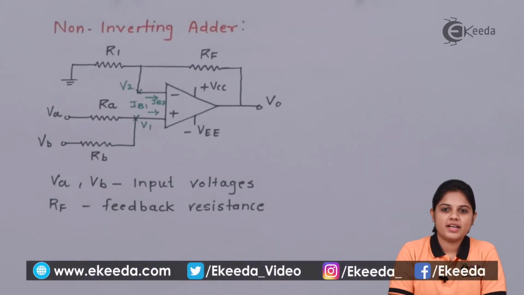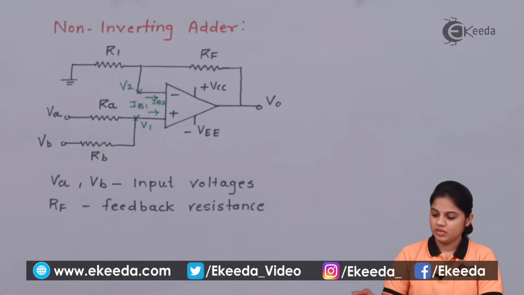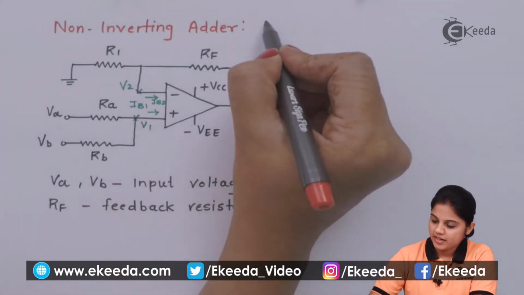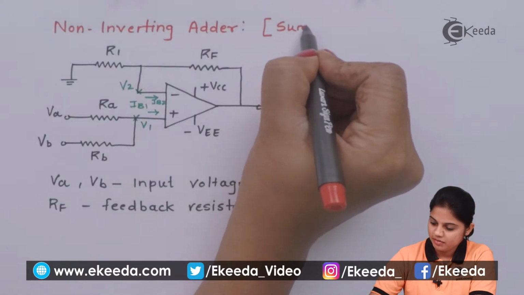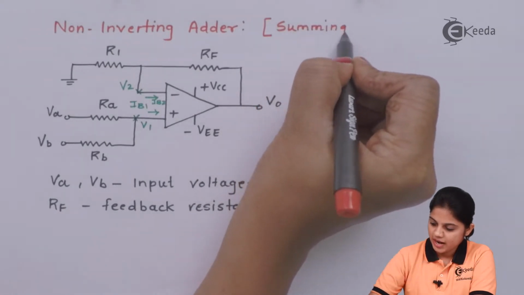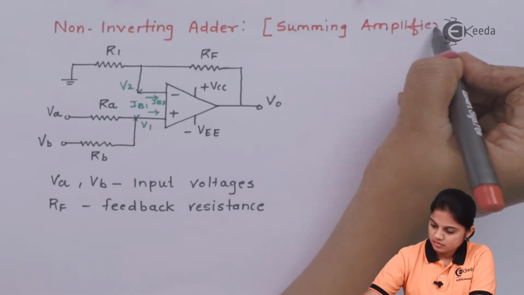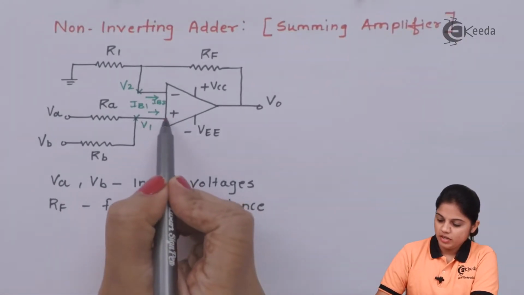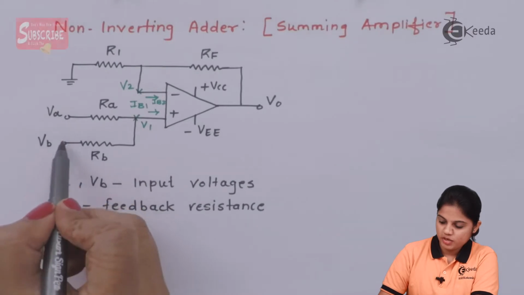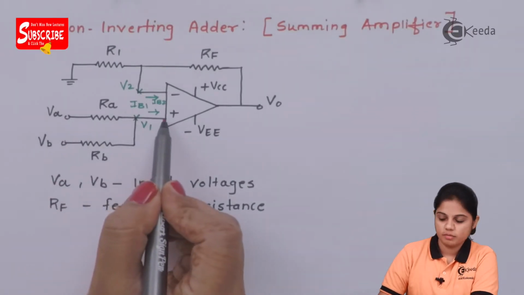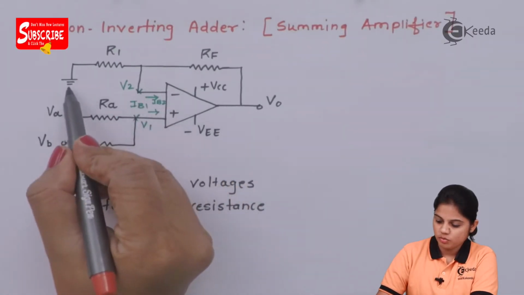Let's see the circuit diagram for a non-inverting adder. Here also non-inverting adder can be called as a summing amplifier since it adds different voltages. Here you can see non-inverting terminal. Here the input voltages are applied to the non-inverting terminal. Inverting terminal is grounded.